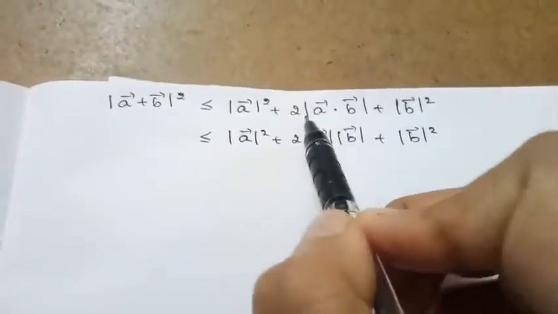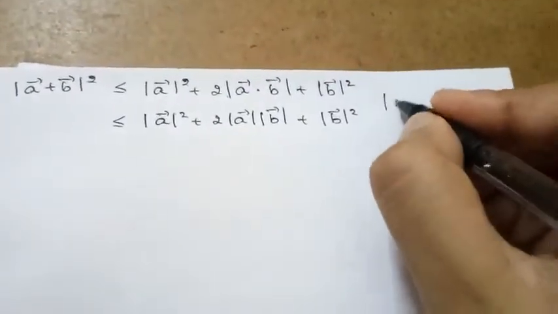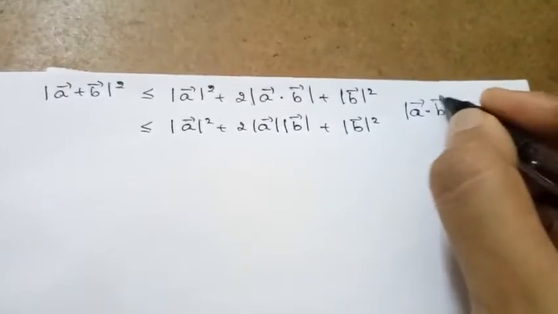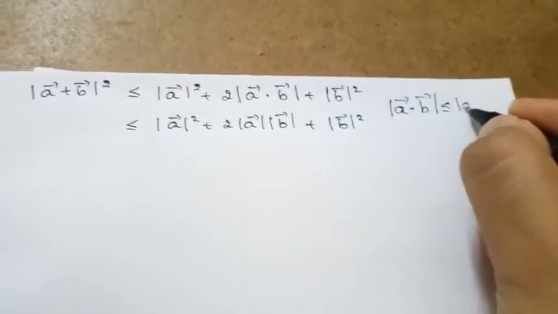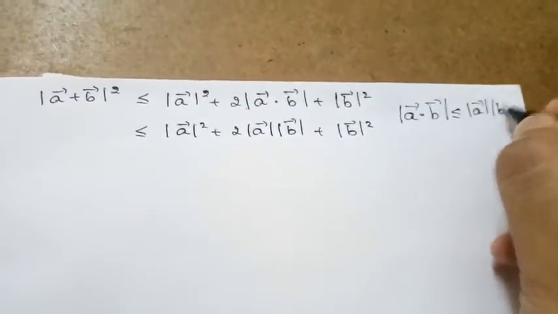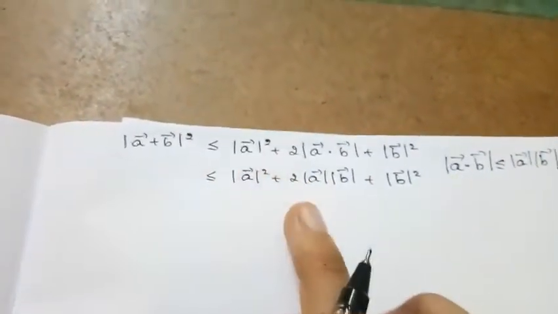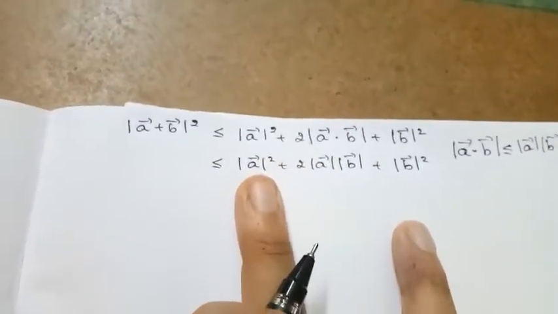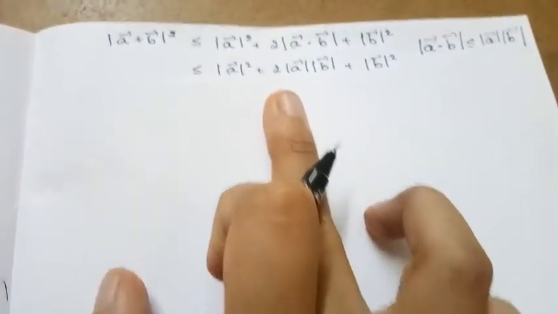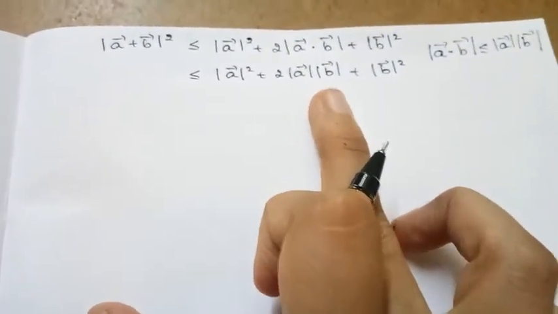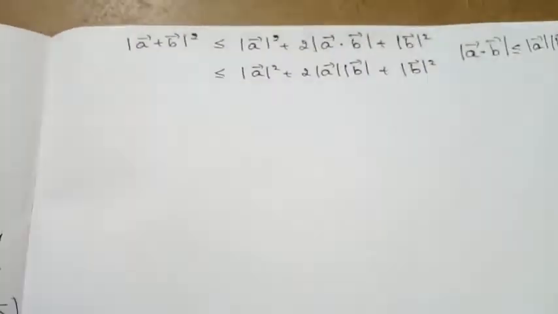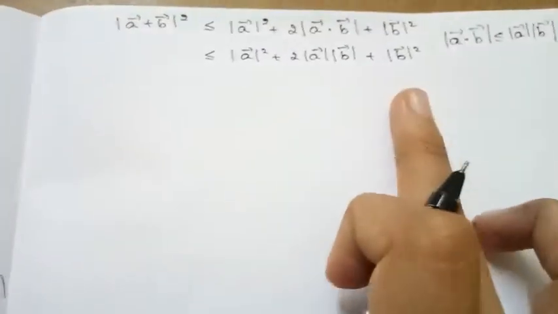where we know that by Cauchy-Schwarz inequality, magnitude of vector A dot vector B is less than or equal to magnitude of vector A into magnitude of vector B. So now this whole quantity becomes less than or equal to magnitude of vector A whole square plus 2 times magnitude of A into magnitude of vector B plus magnitude of vector B whole square.